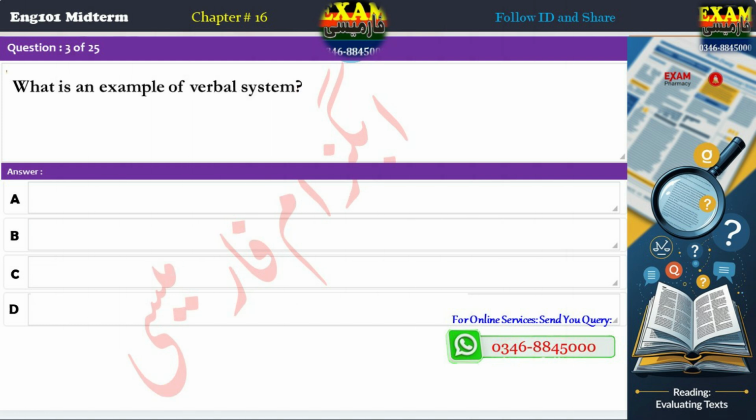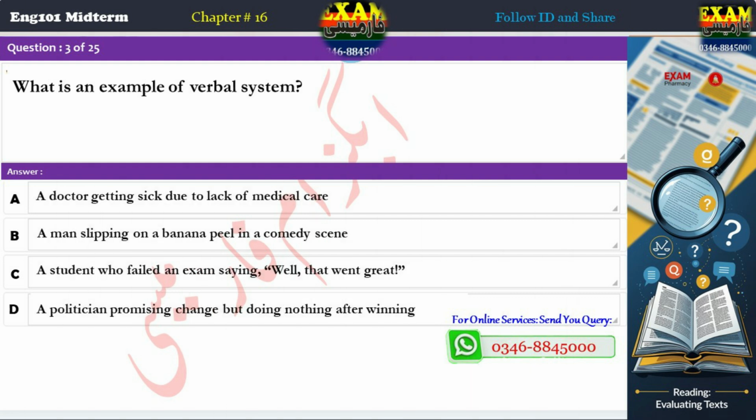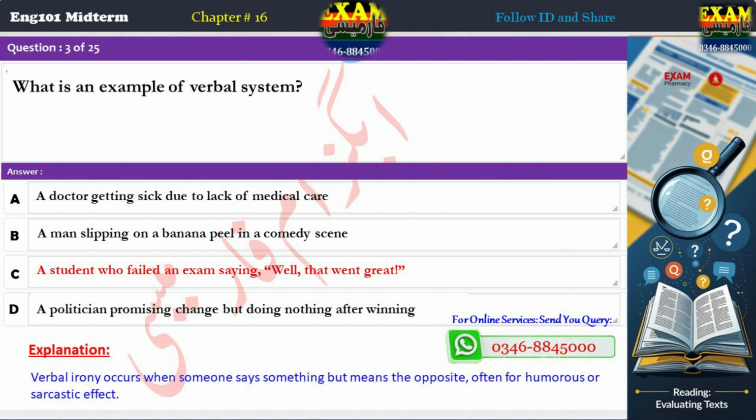Question 3. What is an example of verbal irony? A. A doctor getting sick due to lack of medical care. B. A man slipping on a banana peel in a comedy scene. C. A student who failed an exam saying, "Well, that went great." D. A politician promising change but doing nothing after winning. Correct answer: C. A student who failed an exam saying, "Well, that went great." Explanation: Verbal irony occurs when someone says something but means the opposite, often for humorous or sarcastic effect.